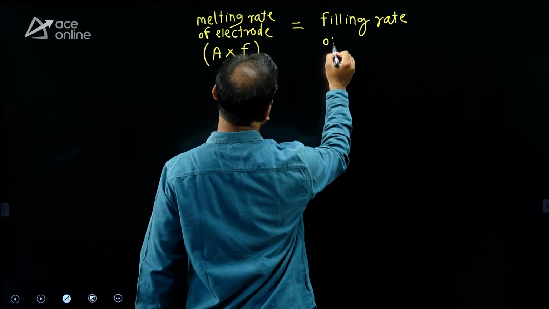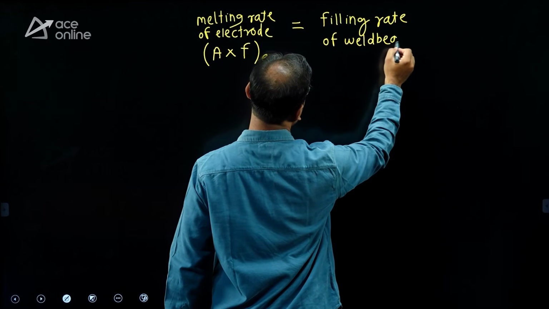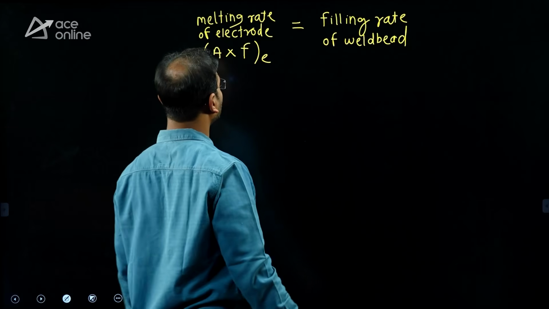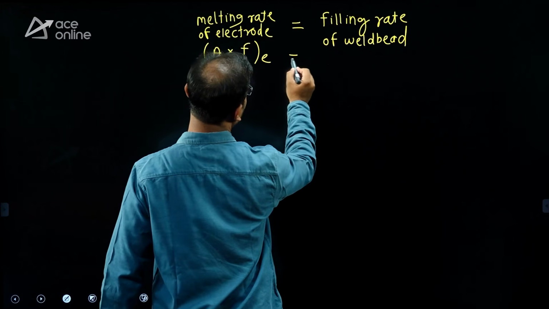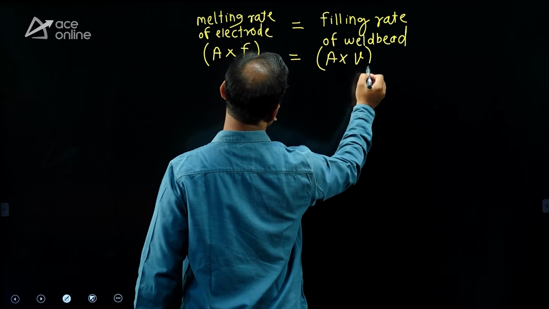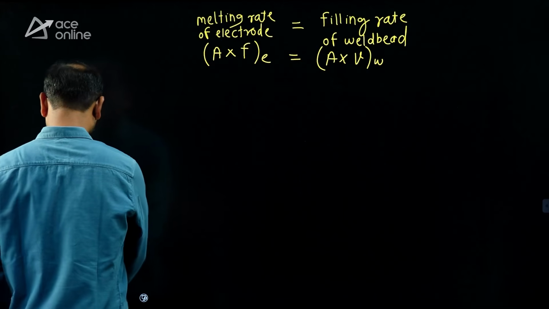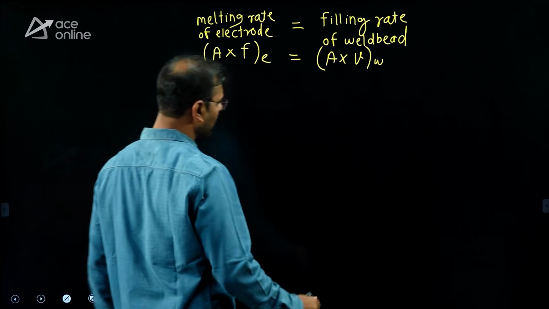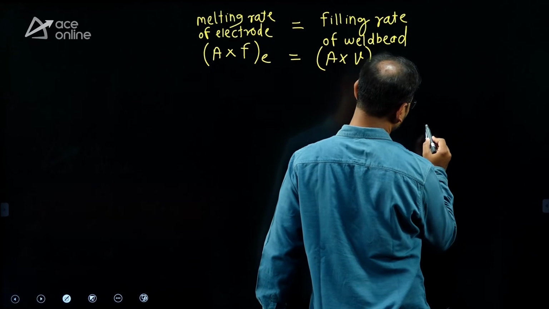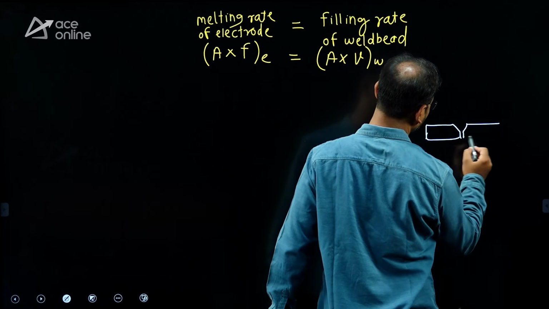Filling rate of weld bead. Filling rate of weld bead is equal to what? It is the area times velocity. How is the weld bead going to fill? You can see that when the filling process is going on, what is the welding speed here? Many students have confusion. What is the welding speed?